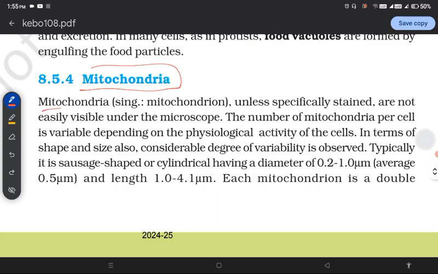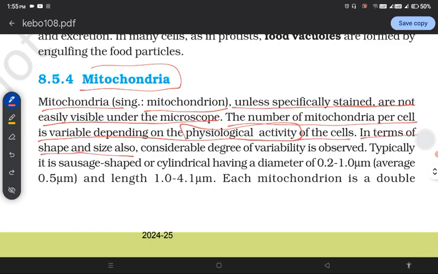Mitochondria. Single: mitochondrion. Unless specific stains are used, they are not easily visible under the microscope. The number of mitochondria per cell is variable depending on the physiological activity of the cell. In terms of shape and size also, considerable variability is observed. Typically, it is sausage-shaped or umbrella-shaped, having diameter 0.2 to 1 micrometer, average 0.5 micrometer, and length 1.1 to 4.1 micrometer.